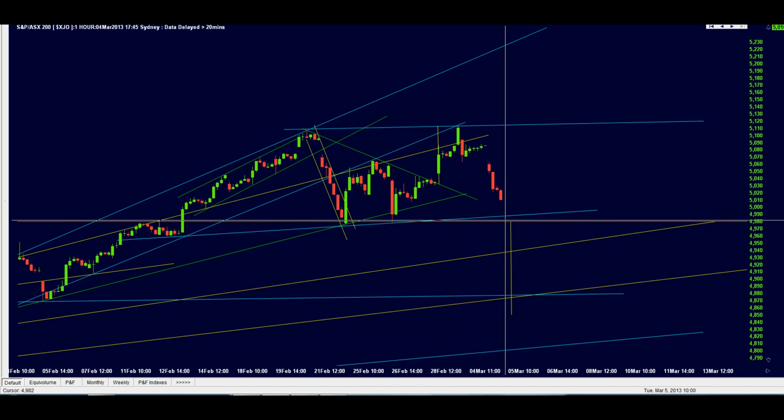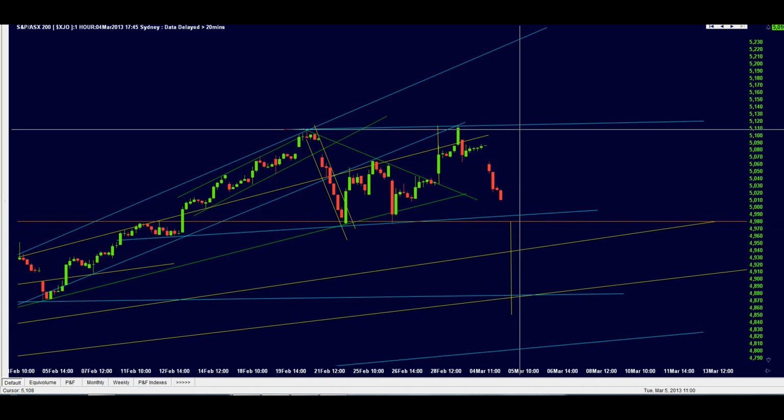But for now, guys, we're still in between our level of support around the 4,980 level and our level of resistance around that 5,120 level.